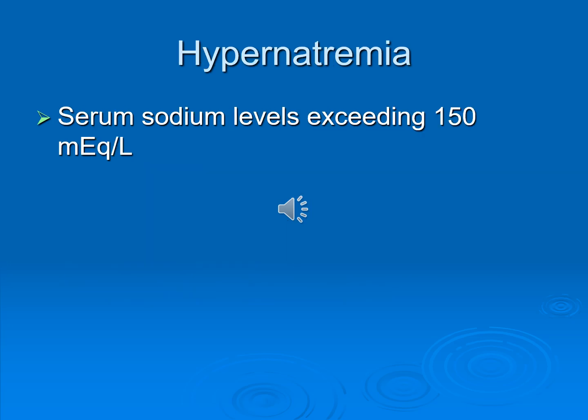When we look at hypernatremia, those serum sodium levels are going to exceed 150 milliequivalents per liter. So what do you think that's going to look like?